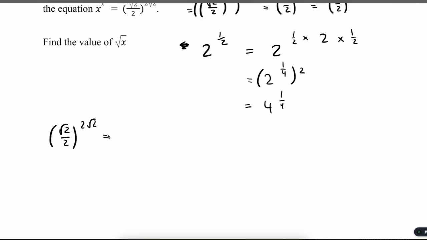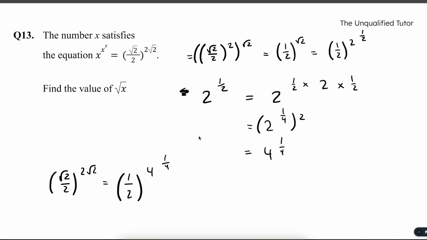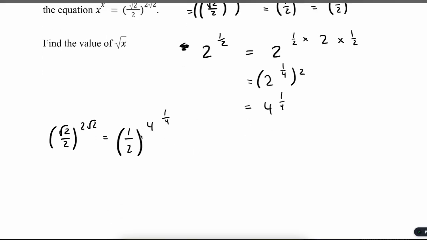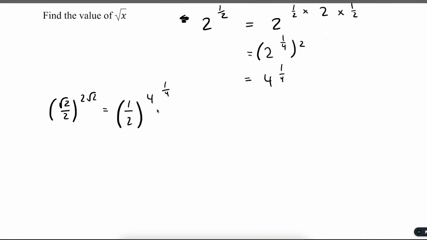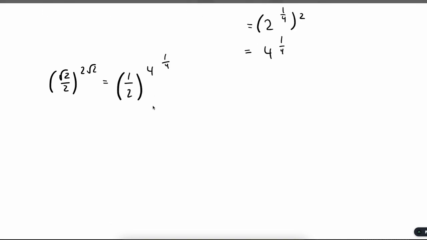Now, if we put that into this problem here, we get root 2 over 2 to the 2 root 2 equals 1/2 to the power of 4 to the power of 1/4. Again, not the same. Now they're all completely different from each other. But we haven't yet tried to make this into the same here. Now, the very observant and mathematical genius of you might have noticed exactly where we can merge these two and make them the same.